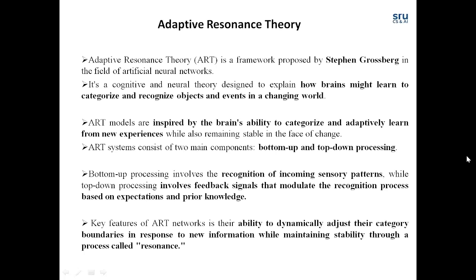It includes two main components. First one, top-down processing. Second one, say bottom-up processing. Bottom-up processing incorporates recognition of incoming sensory patterns, but top-down processing involves feedback signals which modulate the recognition process based on prior knowledge and expectation. A distinguishing feature of ART networks is their ability to dynamically adjust their category boundaries in response to new information, but they maintain stability through a process called resonance.